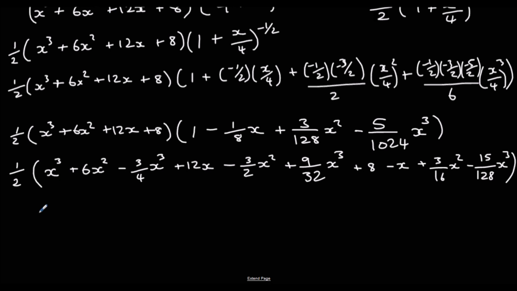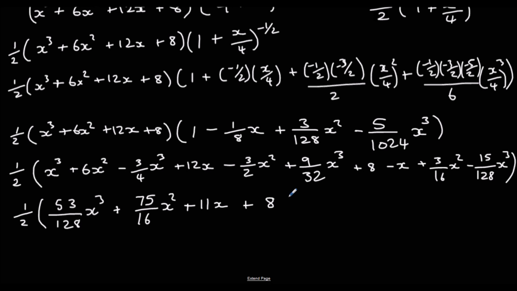So collect like terms now. So we've still got a half on the outside. So our x cubed terms, we've got 1 minus 3/4 plus 9/32 minus 15/128. So type it into the calculator. So we've got 53/128 x cubed. Now x squareds, again use the calculator, so 6 minus 3/2 plus 3/16. So we've got 75/16 x squareds. Our x terms, we've got 12 minus 1, so that's 11. And our units, we've just got 8.